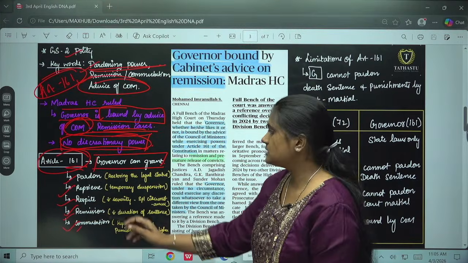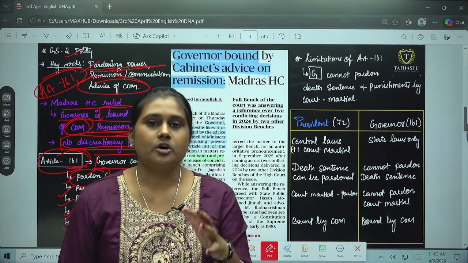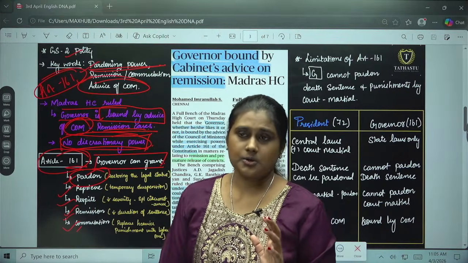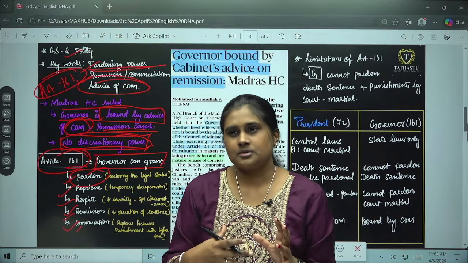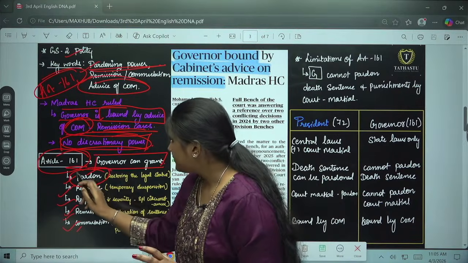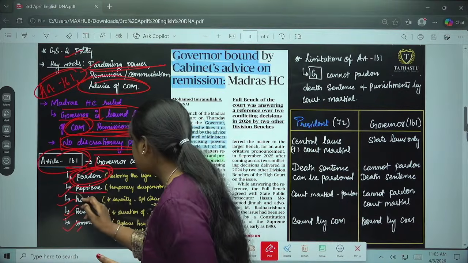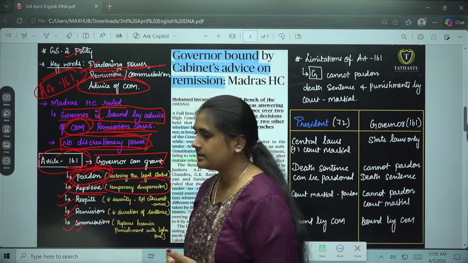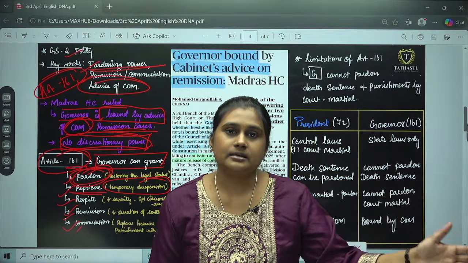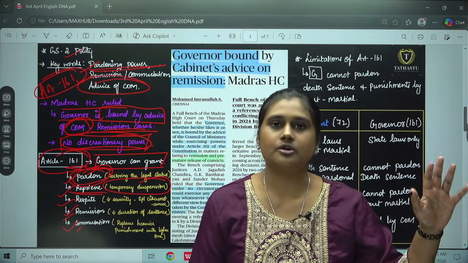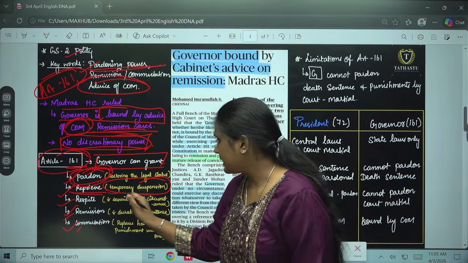So what is a pardon? If a person has committed any crime or any mistake, the complete punishment will be cancelled. That is the major thing here. When it comes to reprieve, it is a temporary suspension, until they have the ability to prove that they did not commit that mistake, or to prove their innocence. Till then, they can give the suspension.